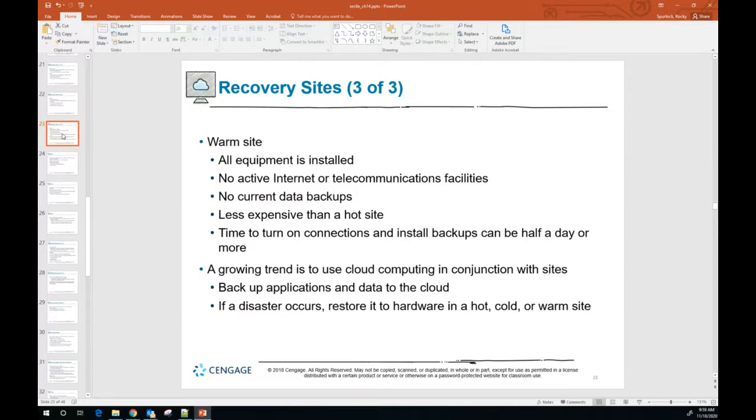Now, one trend we're seeing is the use of cloud computing, where the backup applications and data are stored in the cloud, and if a disaster occurs, then the data and the software can be restored in hot, cold, and warm sites.